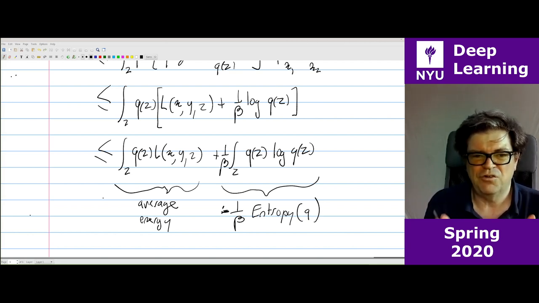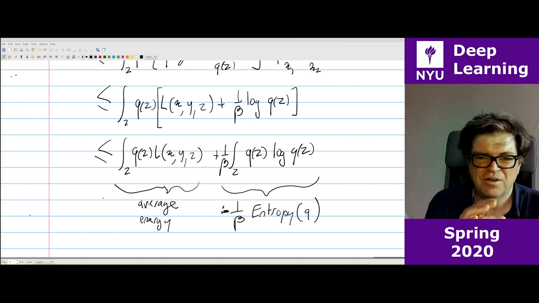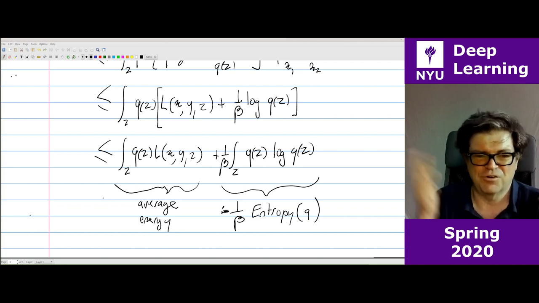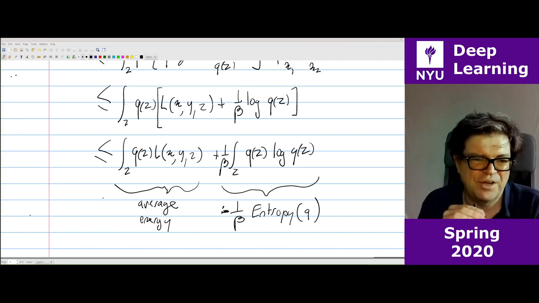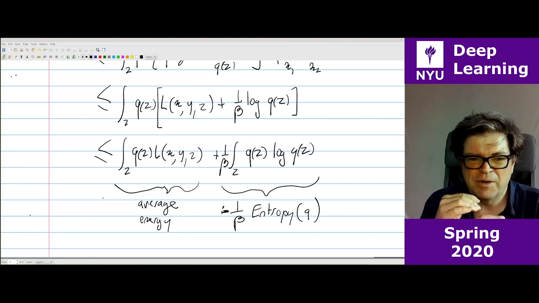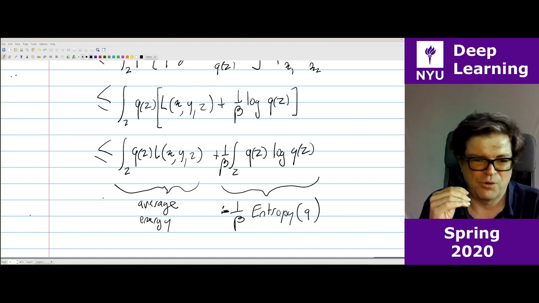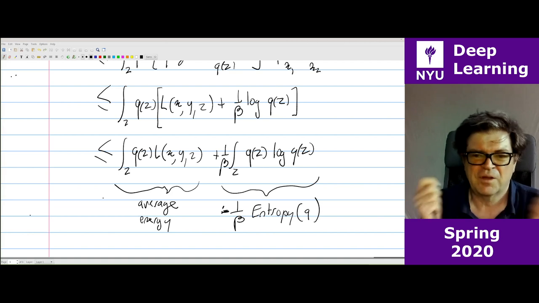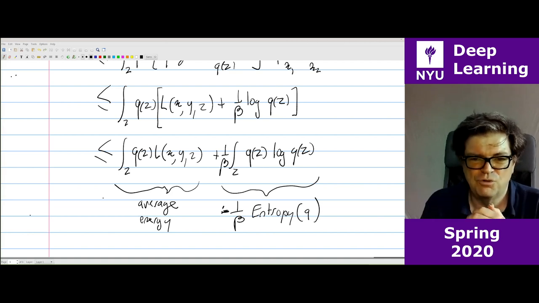And if I optimize this whole function with respect to Q and with respect to whatever parameter of L I want to minimize, because L is an objective function with respect to, I don't know, weights of a neural net or something, right? So I can simultaneously minimize with respect to those parameters W, which I didn't write here, and with respect to the Q distribution.